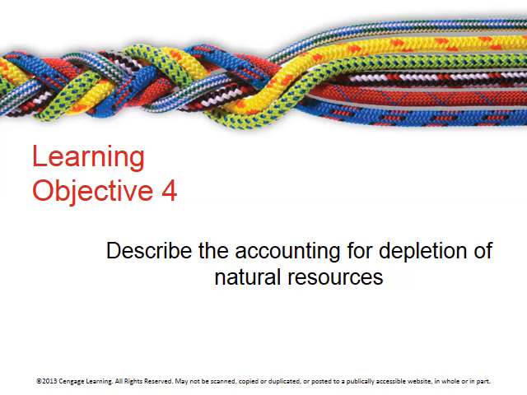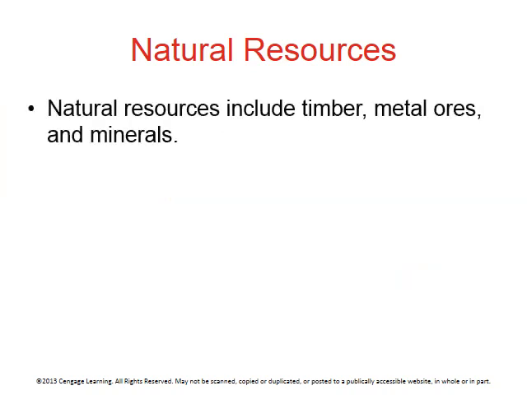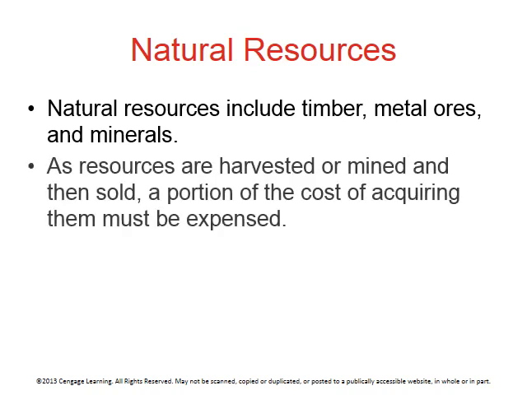All right, so we're going to look at the depletion of natural resources. Natural resources, the examples of that would be timber, ores, minerals, oil, natural resources from the earth. And as we harvest these, we mine them, we sell them, a portion of the cost of acquiring them should be expensed, similar to depreciation for fixed assets. And we call this process for natural resources depletion.